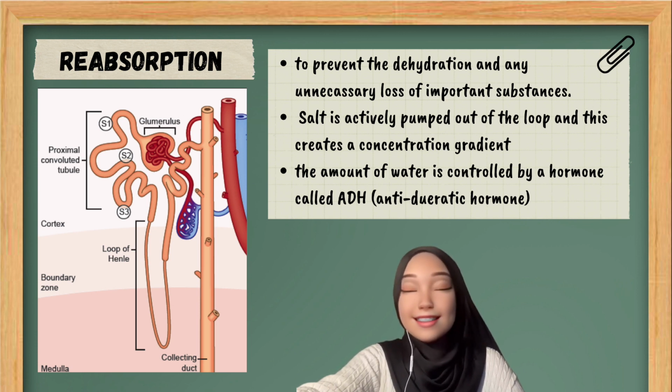Also, salt is actively pumped out of the loop, and this creates a concentration gradient. And the amount of water in our body is controlled by a hormone called ADH, known as antidiuretic hormone.